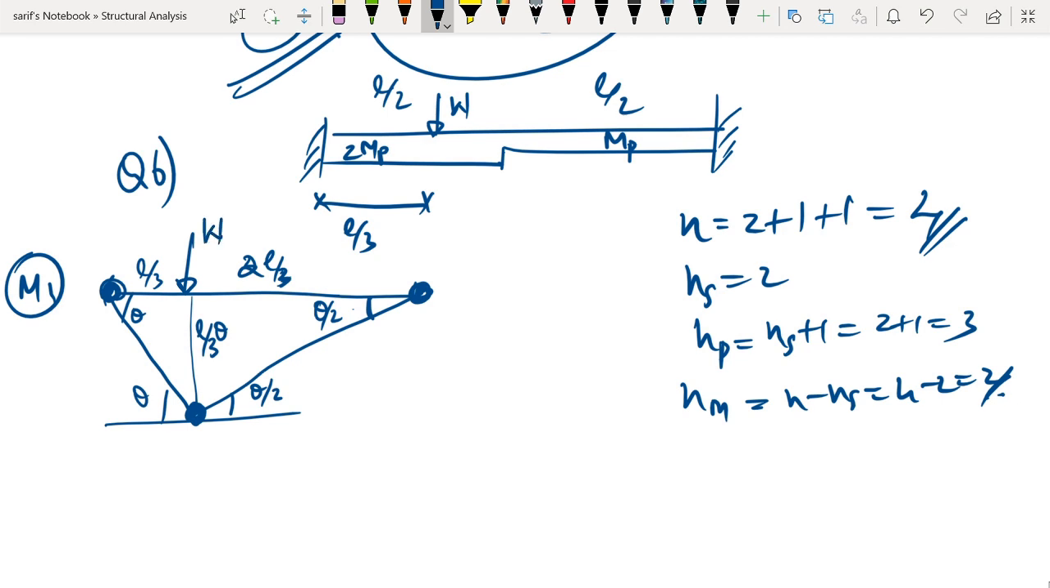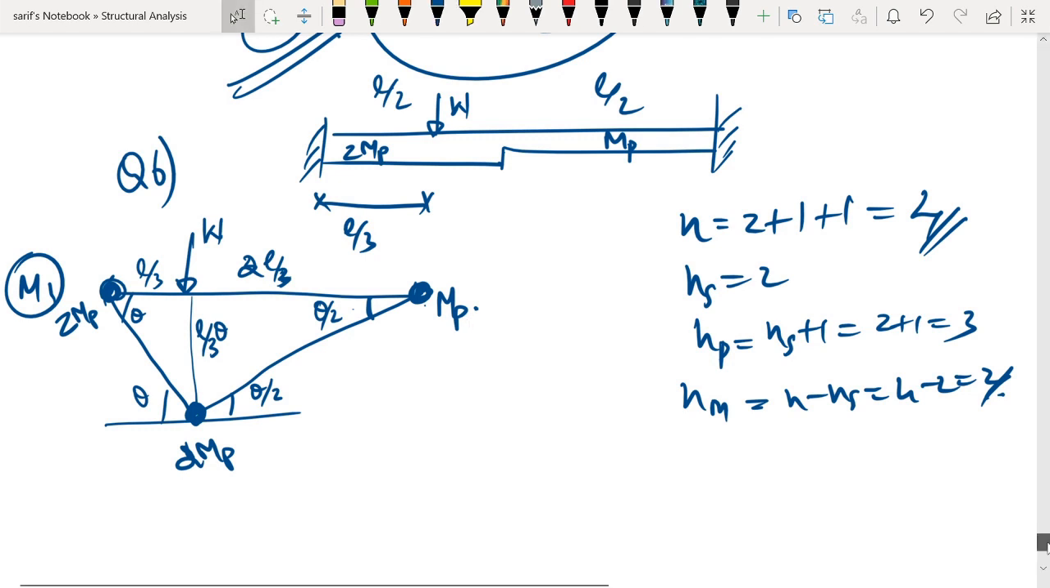Now another thing we have to look at is the plastic moment capacities. The plastic moment capacity here is 2 MP. At this particular point below the load also the plastic moment capacity is 2 MP, and at this point the plastic moment capacity is only MP. So this completes the geometry of the mechanism.